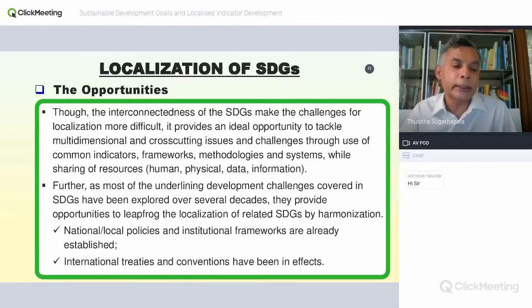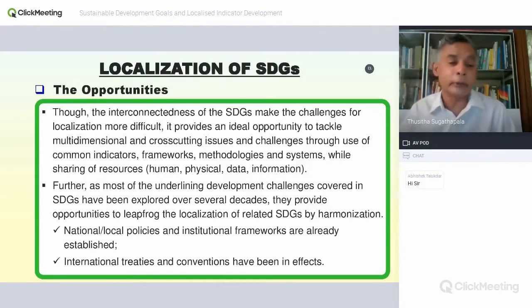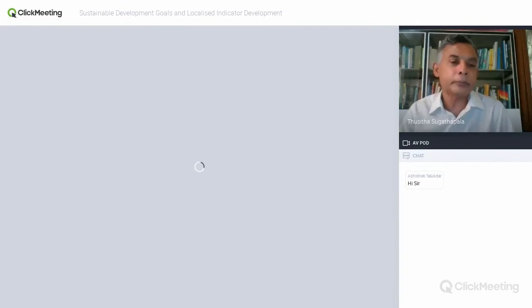Secondly, of course, we have these international treaties and conventions, which can also be used effectively. And these are in effect now. Not only the 2030 Agenda, all these other treaties and conventions are also in effect, so we can think about how to harmonize those, because SDGs cover everything. So all these conventions and treaties are, one way or the other, linked to SDGs. So in localization, we have to look at all these other conventions, treaties, and also the existing policies and other institutional frameworks in order to implement SDGs.